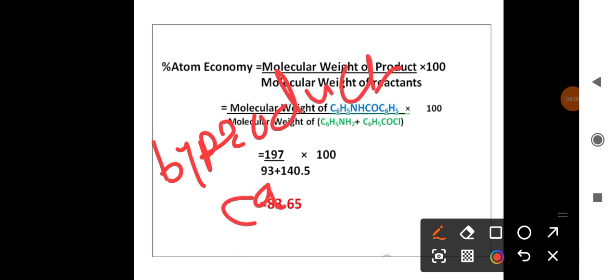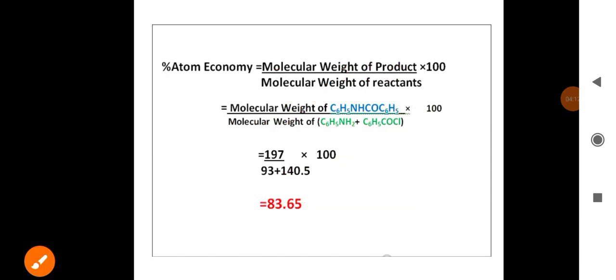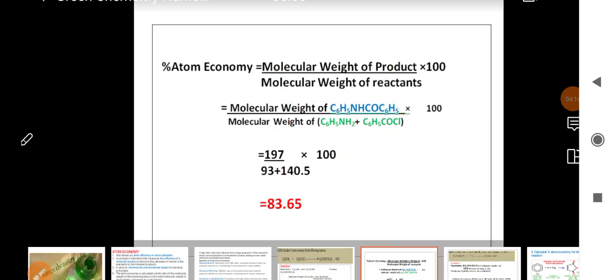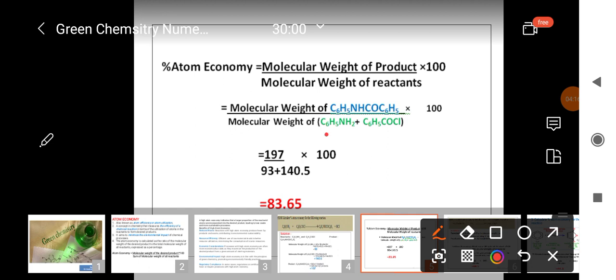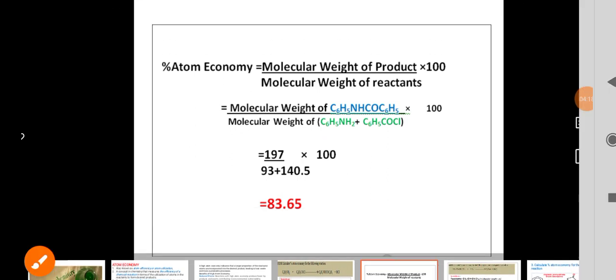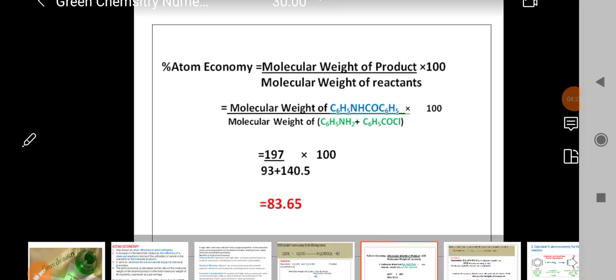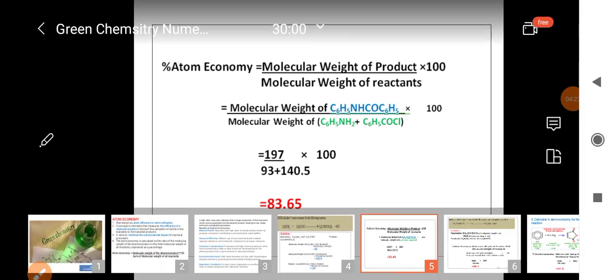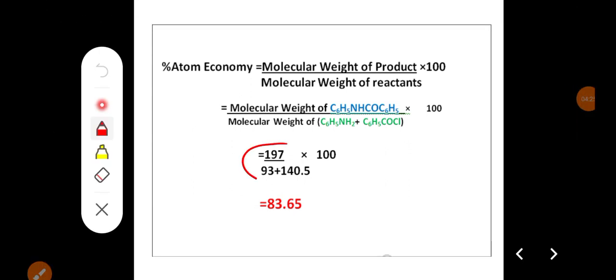the byproducts, which are not considered. Second, you should also avoid the presence of catalyst. So we will only focus upon the target product and the reactants. In this reaction the reactants are C6H5NH2 plus C6H5COCl. So just put their molecular weights here, and multiply by 100. This is your atom economy. This is called the percent atom economy of the reaction.